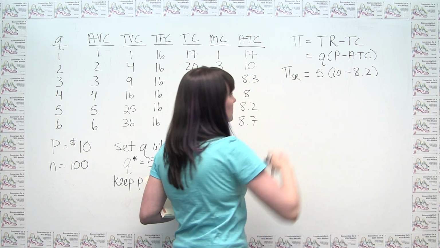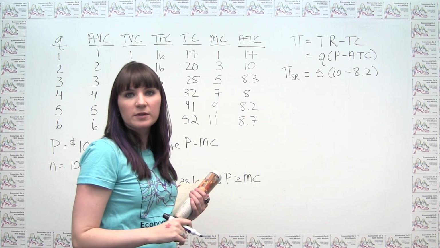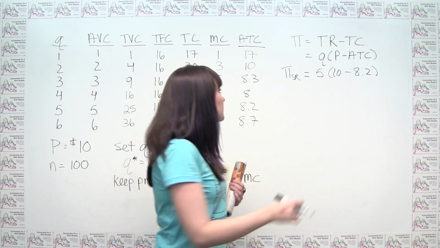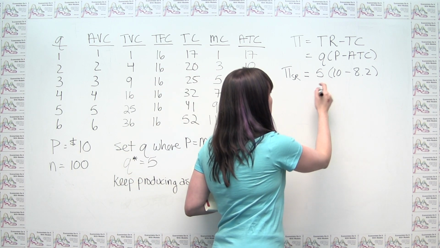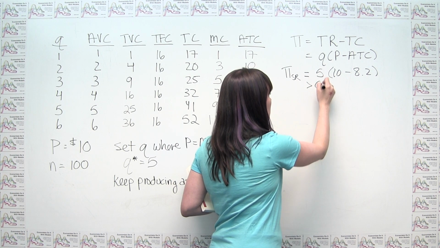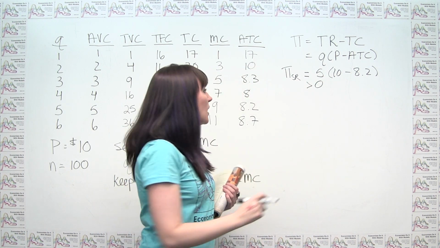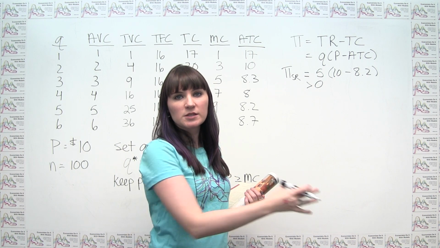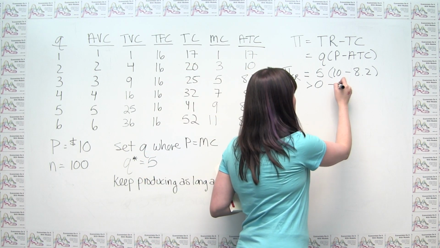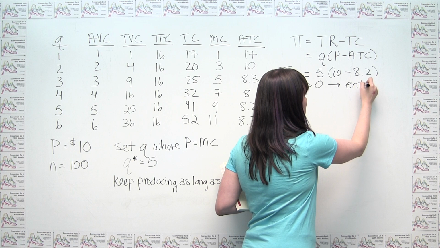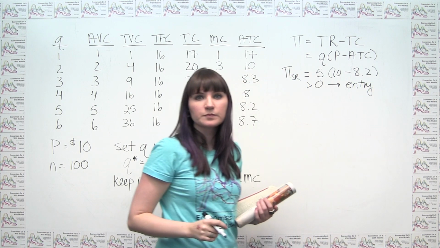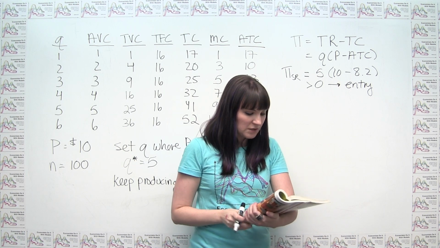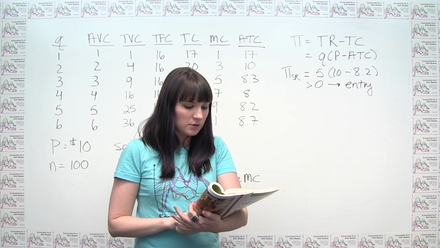And I could go and calculate that and figure out what specific number it is, but I actually don't need to, so I'll hold off on that. But I can definitely see that this is greater than 0. And because this profit is greater than 0, in the transition to the long run, we're going to see entry.